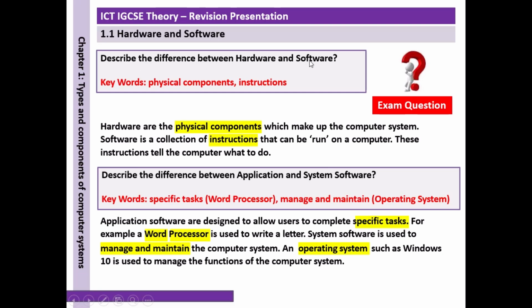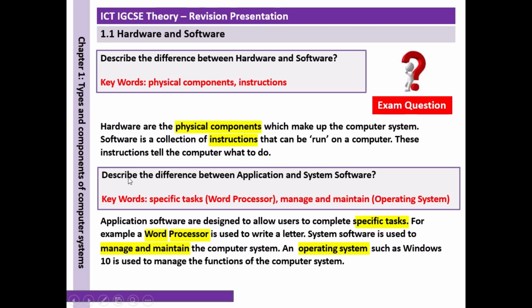Describe the difference between hardware and software. This is how we should answer it. Hardware are the physical components which make up the computer system. Software is a collection of instructions that can be run on a computer. These instructions tell the computer what to do.